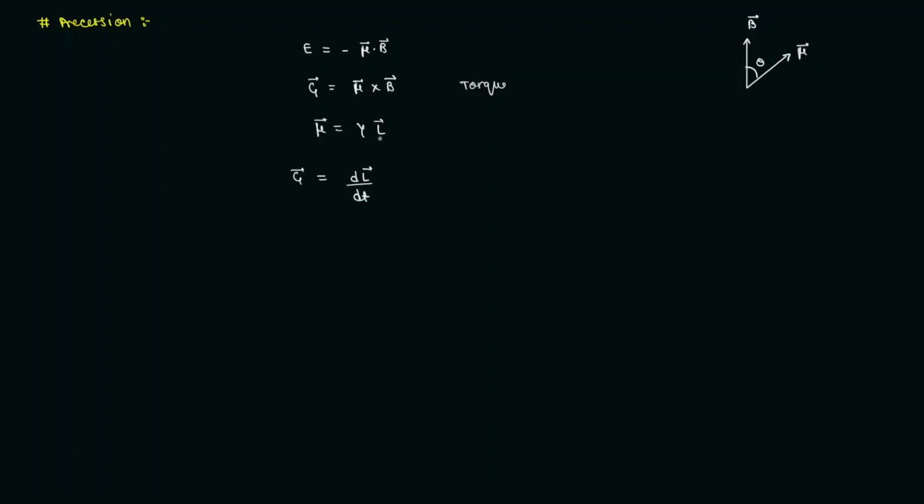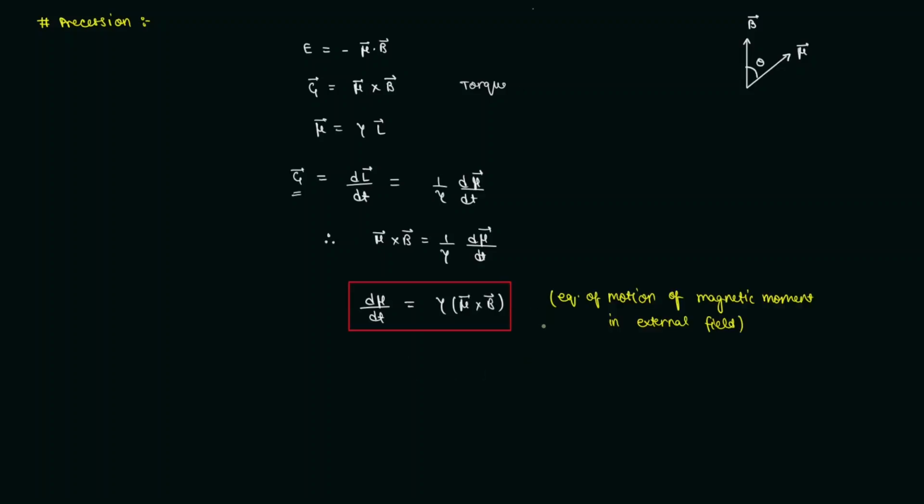So we can substitute the value of L in the equation of G as 1 divided by gamma times d mu by dt. Also this G vector is equal to mu cross B. So this means mu cross B is equal to 1 divided by gamma d mu by dt. In a simplified form, we can write the equation of motion for this magnetic moment as d mu by dt equals gamma mu cross B. So this equation represents the equation of motion of magnetic moments in an external field.